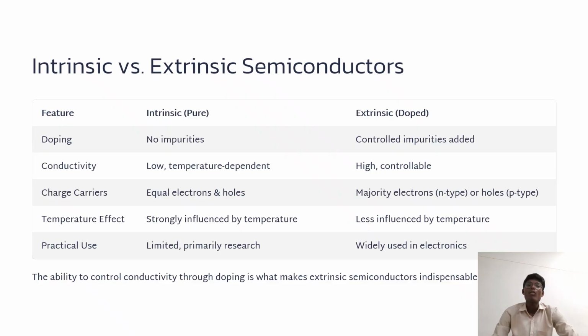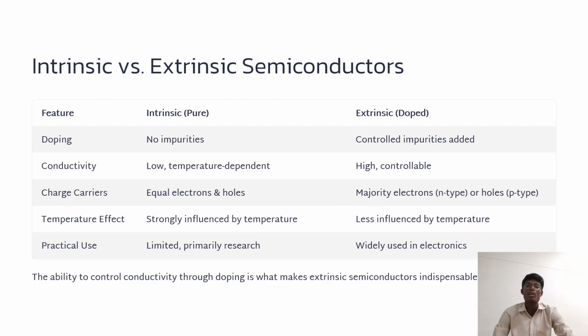Next, what is the difference between intrinsic and extrinsic semiconductors? Intrinsic semiconductors are pure and not doped; they have no impurities, whereas extrinsic semiconductors have controlled impurities added. The conductivity of intrinsic semiconductors is low and temperature dependent, while extrinsic semiconductors have high controllability. Intrinsic semiconductors have an equal number of electrons and holes, while extrinsic semiconductors have majority carriers, electrons in n-type and holes in p-type.